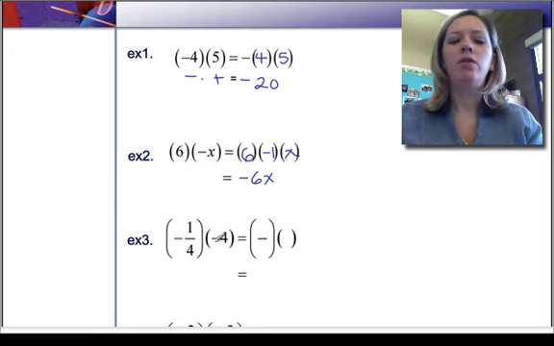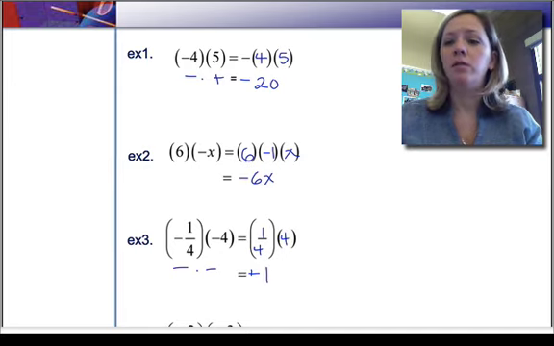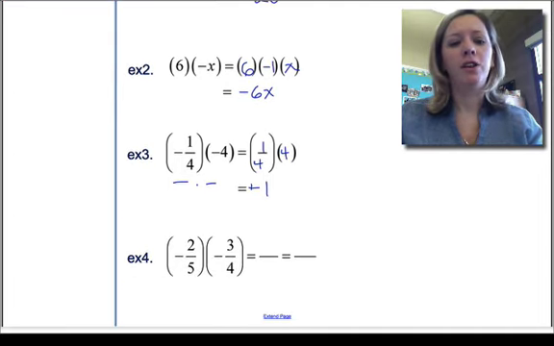Alright, here's another example with a fraction. We have negative 1/4 times negative 4. Here we have a negative times a negative, so we know our final result will be positive. So that's just like multiplying together 1/4 times 4. And 1/4 times 4 is positive 1.